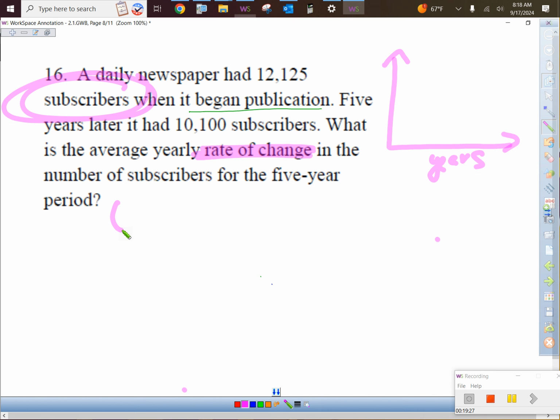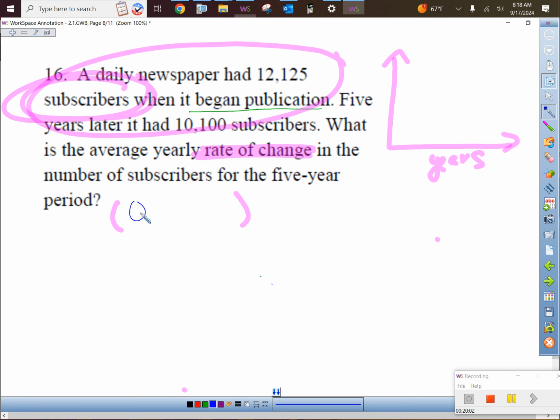So the real super secret to this is making this first guy an ordered pair, because they don't tell you how many years it has been. But they do. They say it's when it began. If we started this newspaper company and asked how many years it's been since I started it, on the day I started it, how many years has it been? Has it been 1 year? If you start today, has it been a year? How many years has it been? 0 years, right? When you begin something, it has been 0 years.